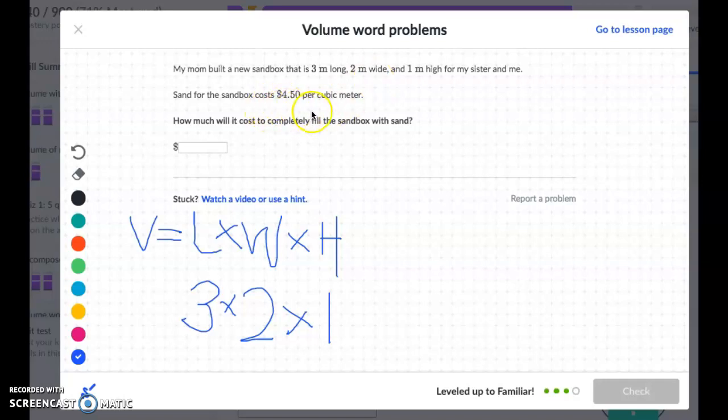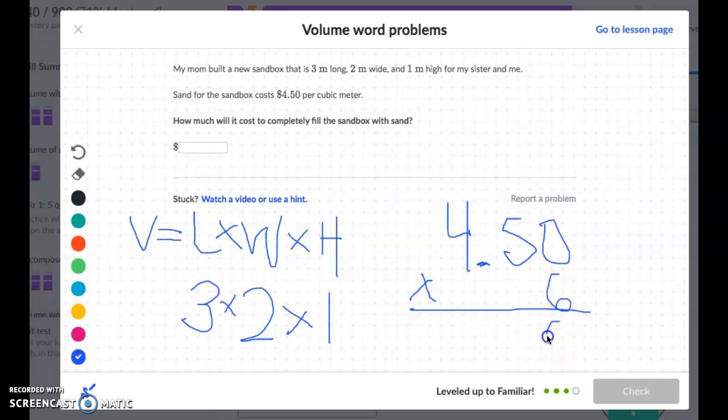Okay, well, that sand is $4.50 per cubic meter. So I need to do 450 times 6. Okay, so remember when we're multiplying decimals, 6 times 0 is 0. 6 times 5 is 30. 6 times 4 is 24, and then we have to add these 3, so 24, 25, 26, 27. And then I have 2 digits after the decimal, so I need 2 digits after the decimal. So $27 is how much it's going to cost.